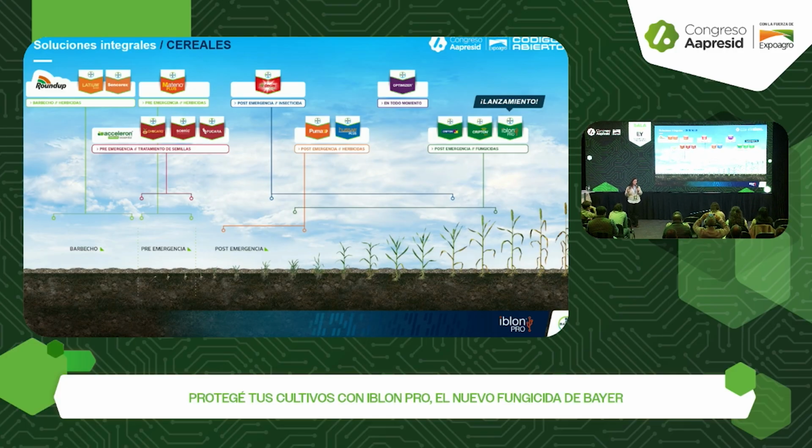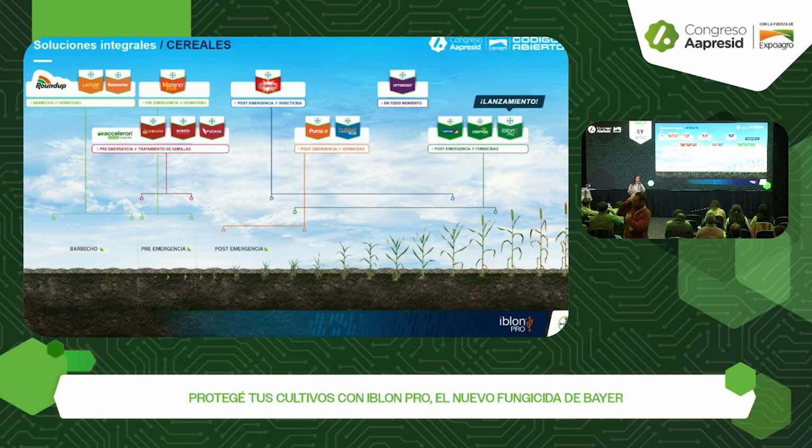And to conclude, I'd like to share with you the solutions portfolio we have. This is a portfolio for barley and wheat. I focused on the launch of Iblon Pro, but we have other options for leaf disease management, like Krypton and Krypton X Pro. Today we have three very good products that, if correctly positioned, can help us achieve excellent control and a large impact on yield in wheat and barley.